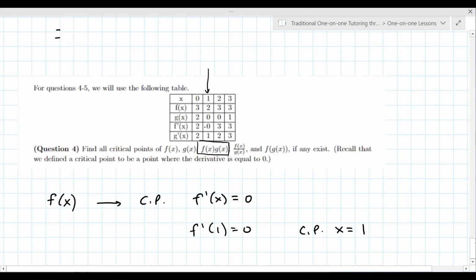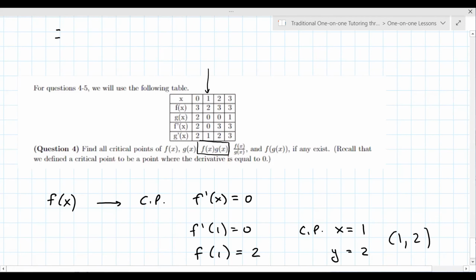Now you can actually use that point to go back and find the y value, because f of 1 is 2. That's the y value. That means y equals 2. So there's a critical point at 1 comma 2. Is that okay? Yeah, that's fine.